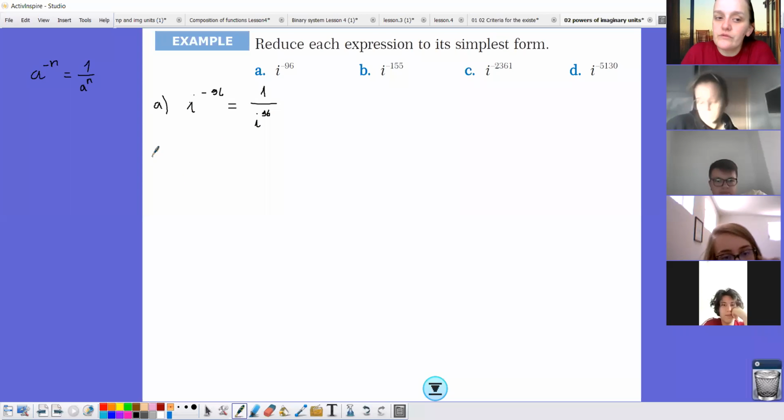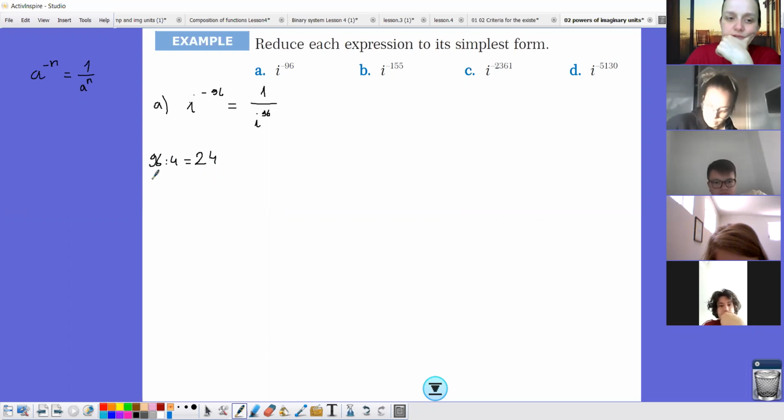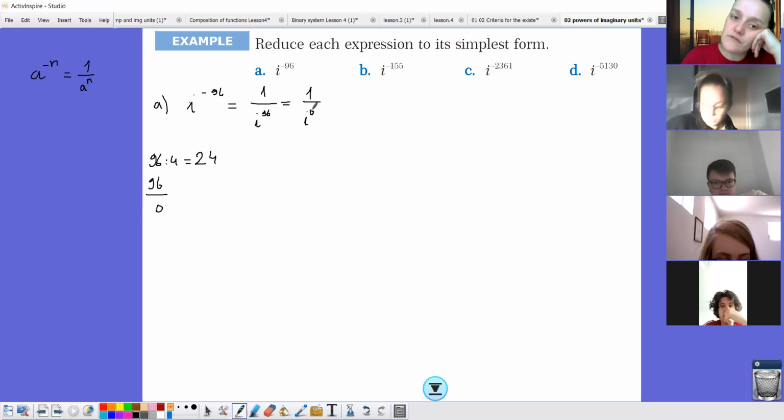So now what I will do, 96 divided by 4, which is 24 again. And what do we have? There is no remainder. So it will be 1 over I to the power of 0, which is 1 over 1, and it is 1. Okay?